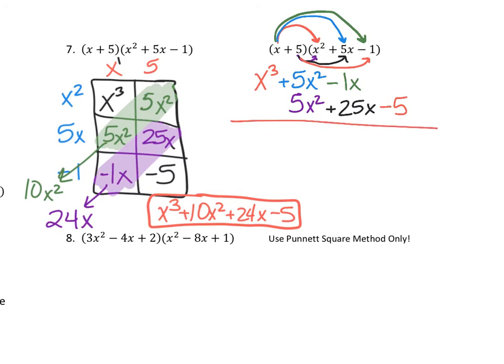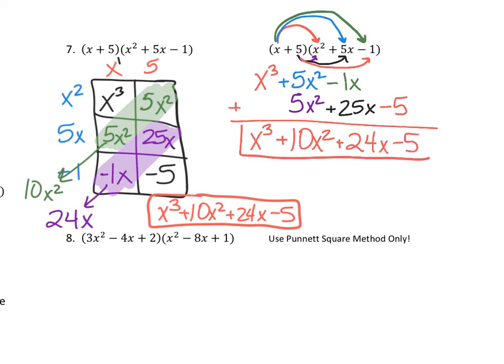Now that we have this, we're going to combine like terms. Where are all my like terms? Right next to each other. They're lined up, right? Just like we did at the beginning of the class when we were adding these things together. This would be x cubed plus 10x squared plus 24x's minus 5. And we get to the same answer.